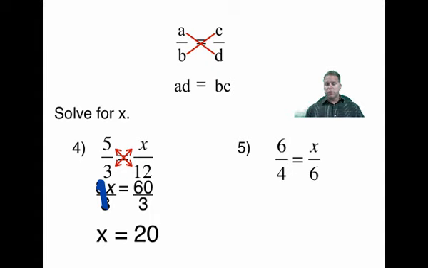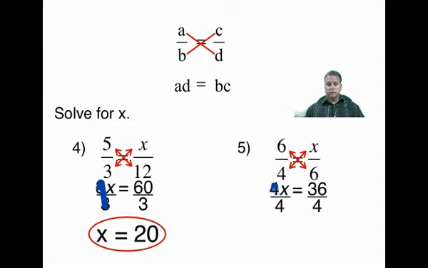So for number 5, cross multiply, then divide. So we do 4 times x, 6 times 6, and divide by the number in front of the variable, the coefficient. So we divide by 4, and we get x is equal to 9. Now they're not always going to be this easy, and you do need to show your work, so please make sure that you do so.